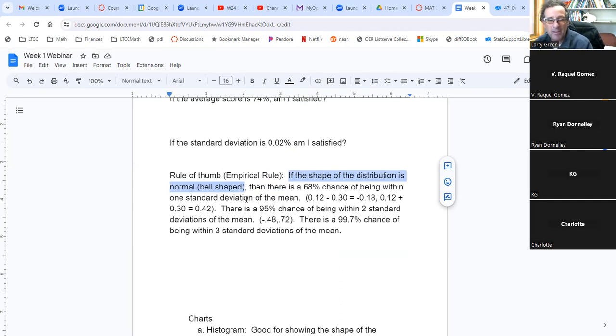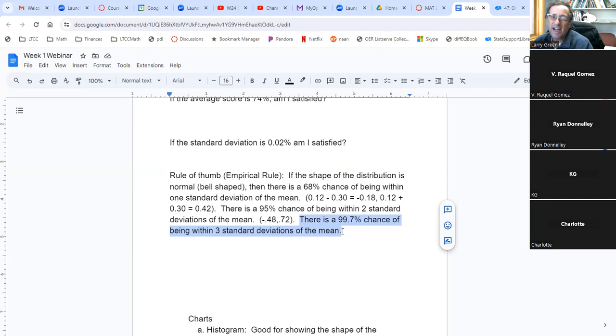So if the shape is bell curved or normal, then there is a 68% chance of being within 1 standard deviation of the mean. There's a 95% chance of being within 2 standard deviations of the mean. And there's a 99.7% chance of being within 3 standard deviations of the mean. Any questions on that idea?